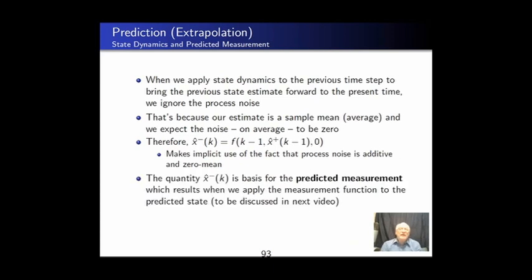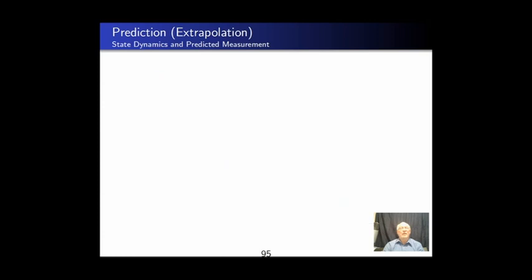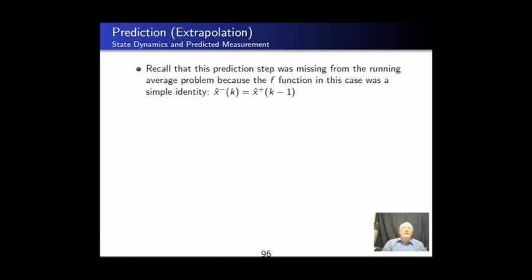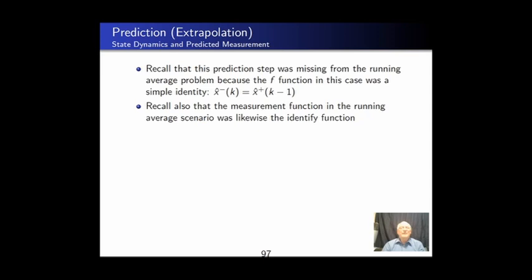The quantity x hat minus k is the basis for the predicted measurement, which results when we apply the measurement function to the predicted state. And we'll talk about that in the next couple of videos. Recall that the prediction step was missing from the running average problem because the f function in that case was a very, very simple identity. Also recall that the measurement function in the running average scenario was likewise the identity function.